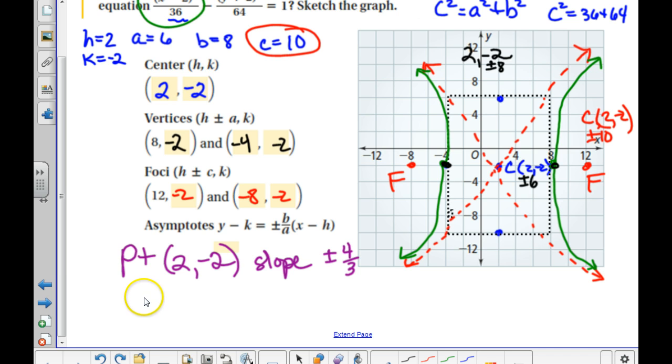Okay. When I started teaching this, and when I had this subject in school, I had to do y minus y sub 1, point slope form, equals the slope, x minus x sub 1. And then I had to get them in y equals form.